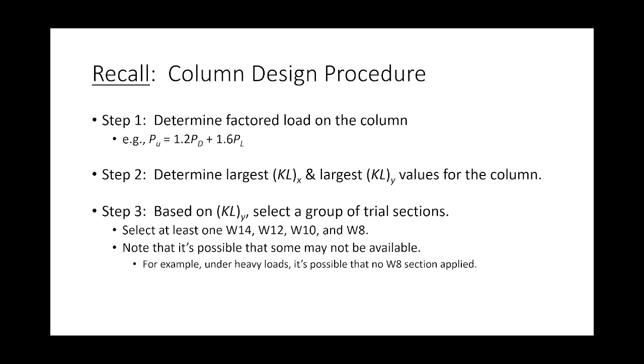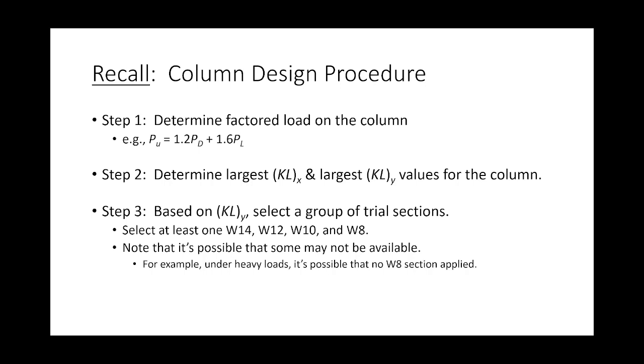Now, in terms of design, what we're going to do is we're going to determine the factored load on the column, and then we're going to determine the largest KLX and the largest KLY. And here's how it's going to work. So we've got a load, we've got the largest KLY, we're going to select a family of trial sections. So at least one W14, W12, W10, W8. Now, maybe not all of these are possible. Maybe only some of them are possible. Maybe only some of them are available. It's very possible that under given loads that a W8 may not work. Like that, there's not very many of them and they're pretty small. But you'll probably have at least one W14 and one W12, and in most cases you'll have a W10.